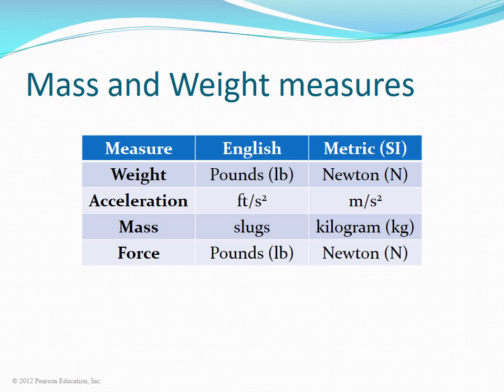Standard units in the English and the metric system for mass and weight. These are important to remember. In the English system, weight is measured in pounds, the acceleration in feet per second squared, the mass is in slugs, and forces are measured in pounds. In the metric SI system, weight is measured in newtons, acceleration in meters per second squared, mass is measured in kilograms, and the force is measured in newtons.